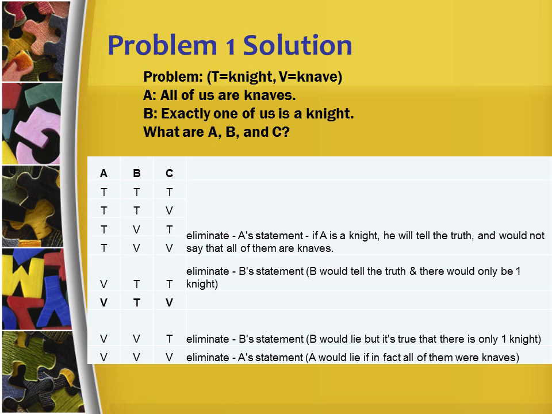So that leaves 3 possibilities: VTT, VTV, and VVT. Now I'm going to look at B's statement. B says exactly one of us is a knight.